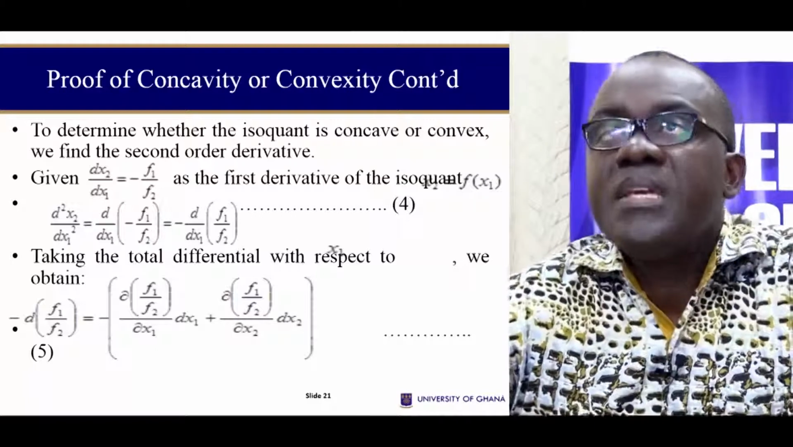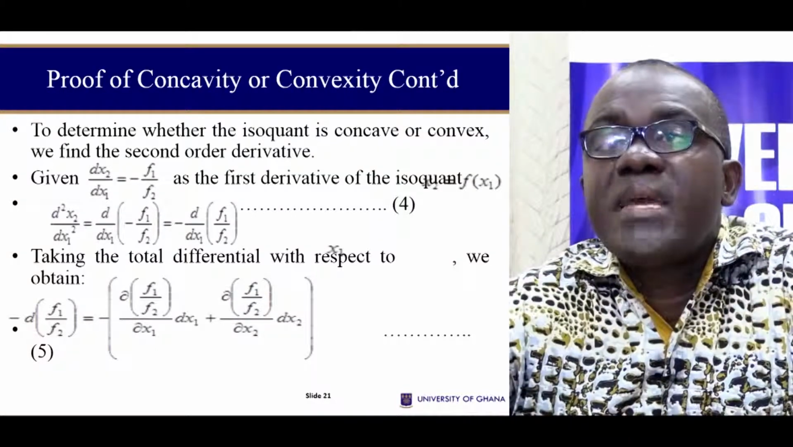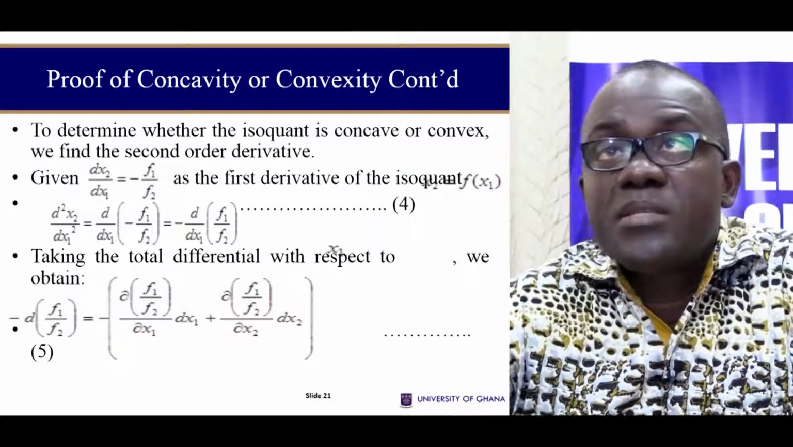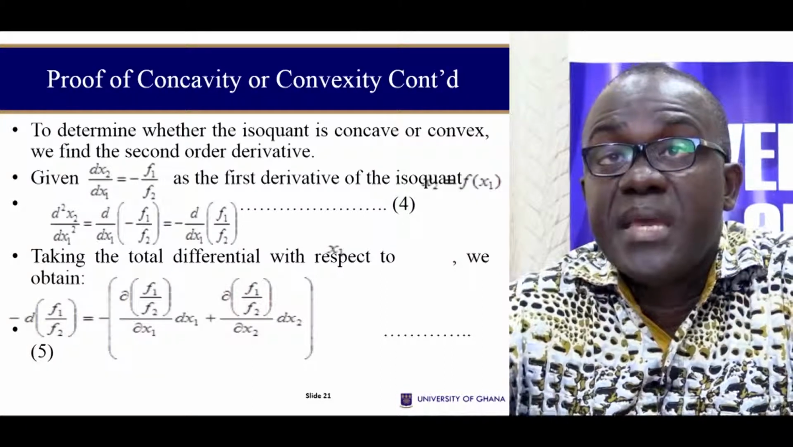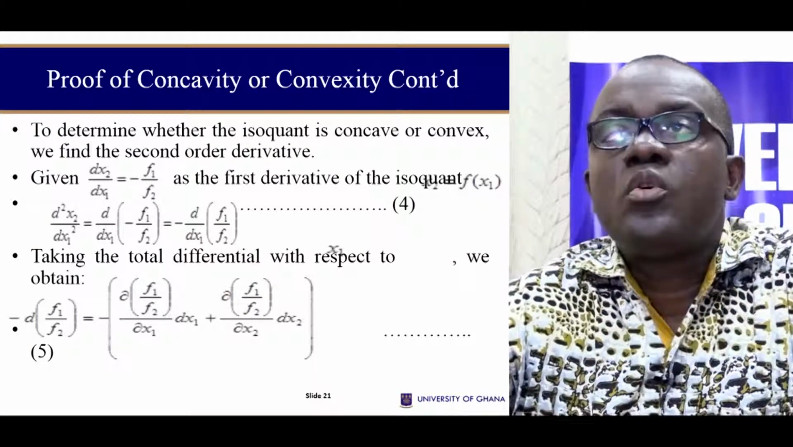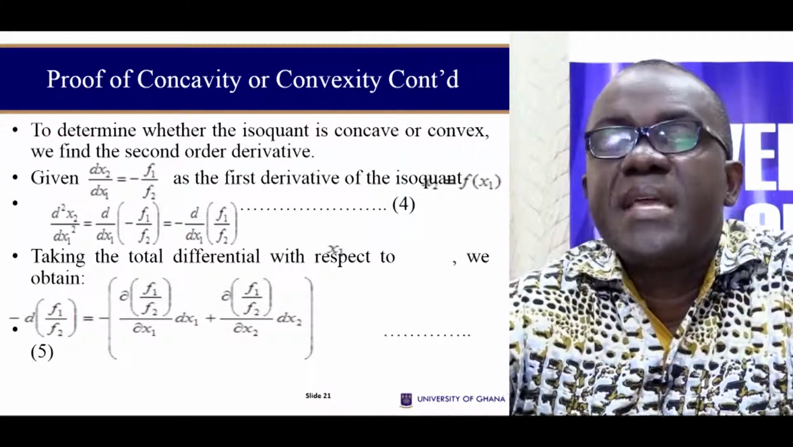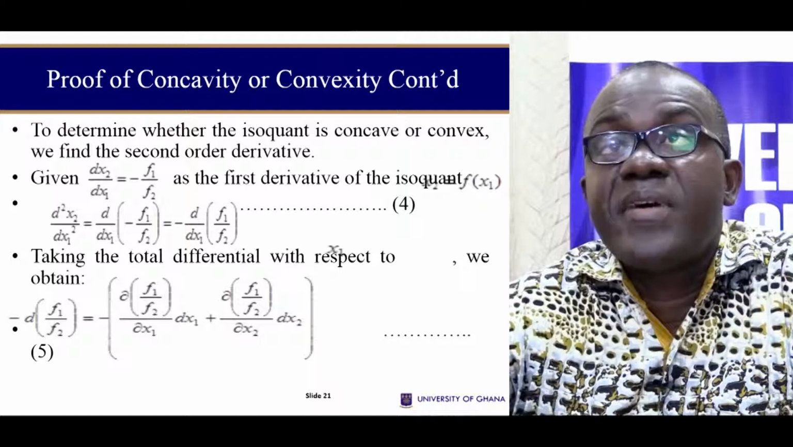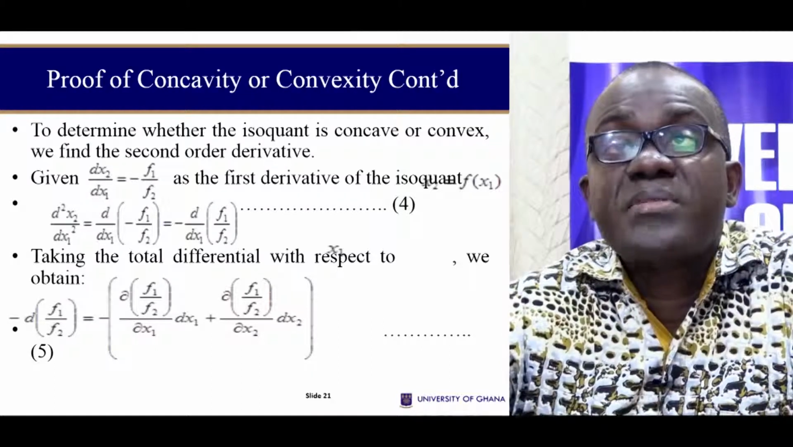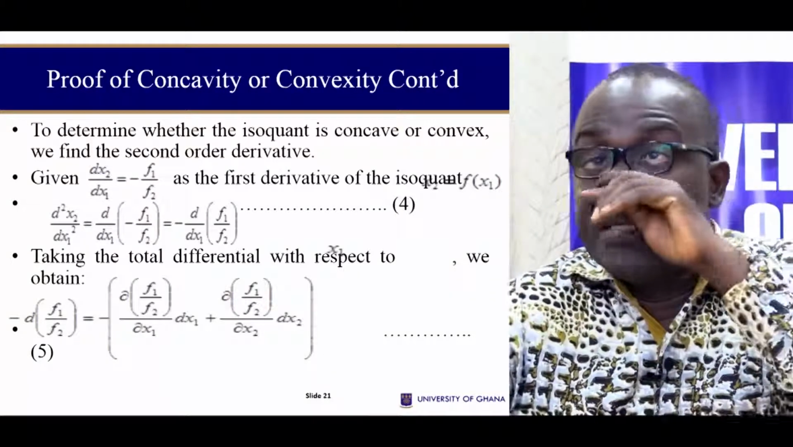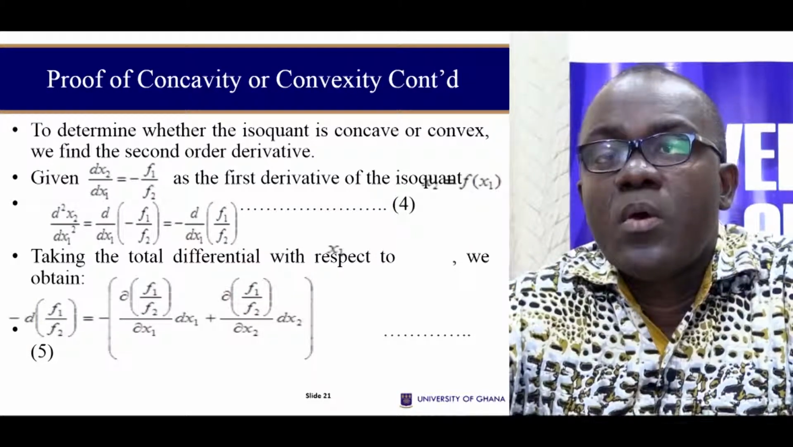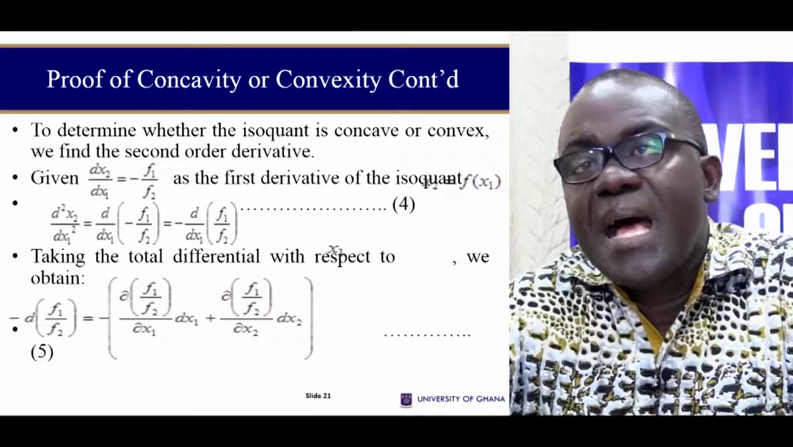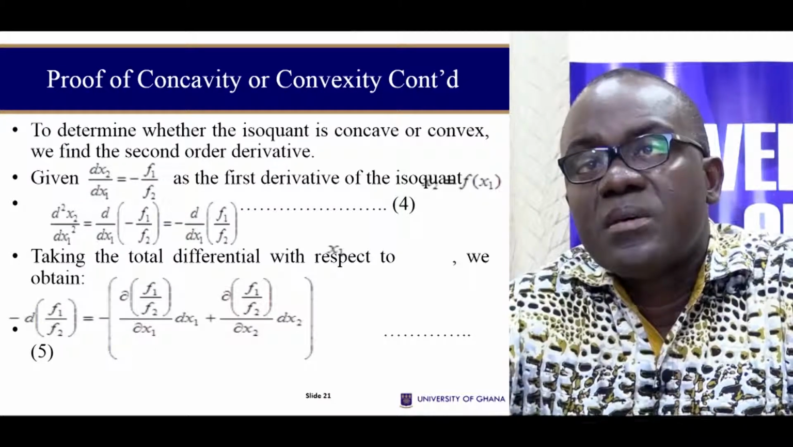Now, the next point is for us to determine the concavity or the convexity of an isoquant. You recall that we talked about the concavity and the convexity of a function in our previous lecture. So what we need to do here is to take the second order derivative of this, our first order derivative, and see whether it's greater than 0 or less than 0. So this is the second order derivative, which we can write in this form, and then we can write in this form.